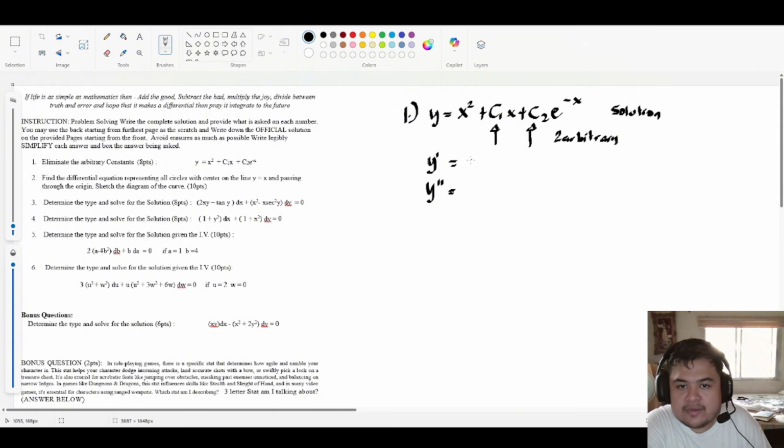Differentiate two times. For x squared, it will become 2x, then 2. For c1x, the arbitrary constant is considered a constant, so c1, then 0. Then for c2 e to the negative x, we get negative c2 e to the negative x, then positive c2 e to the negative x. Because e to the negative x can be infinitely differentiated and will not be gone, the constant beside e to the negative x is still there.